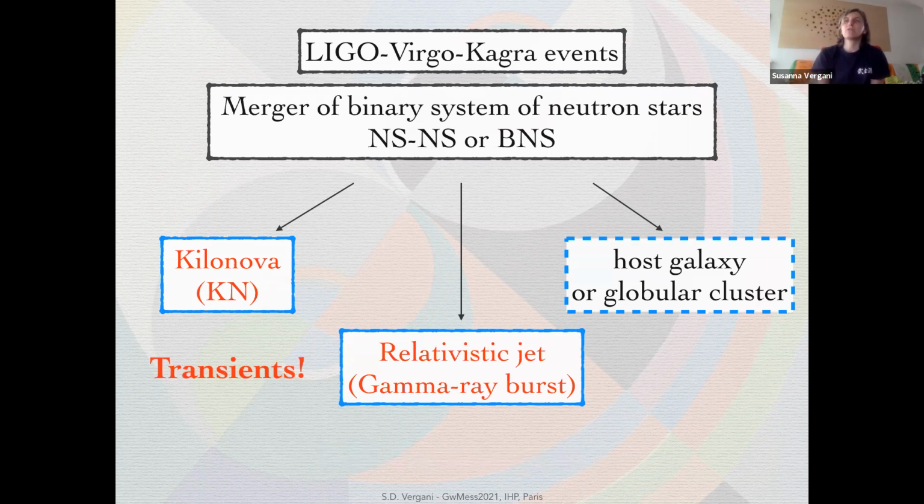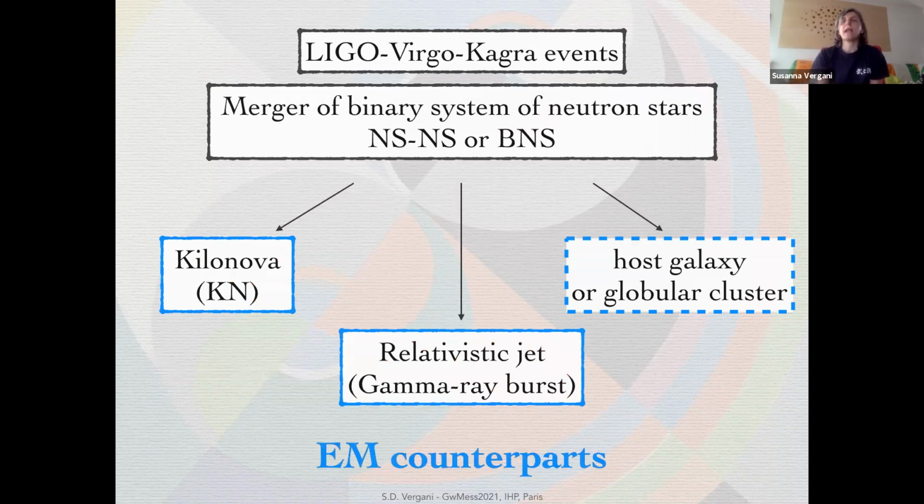The real electromagnetic counterparts, so the kilonova and the relativistic jet, also have a very important characteristic: they are transient. So I cannot observe them forever. They are bright for a certain period of time and then they disappear. So since they are electromagnetic counterparts, you will see we will use the entire electromagnetic spectrum to try to detect them and to study them.